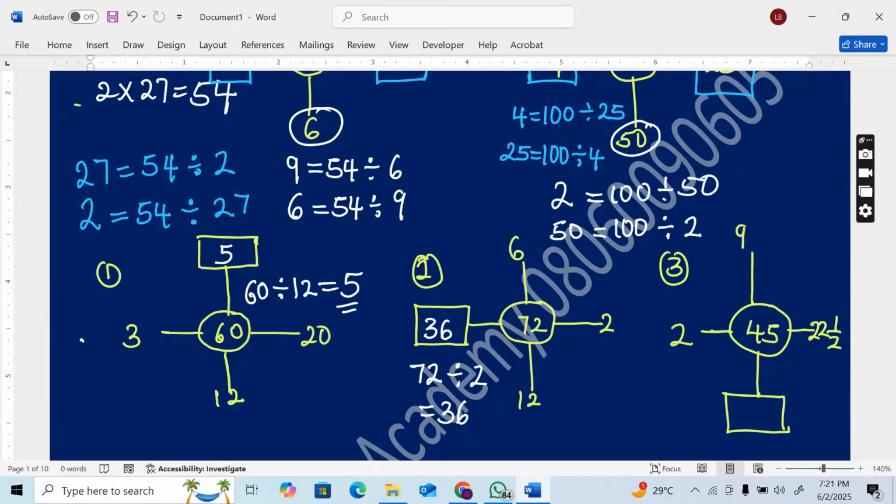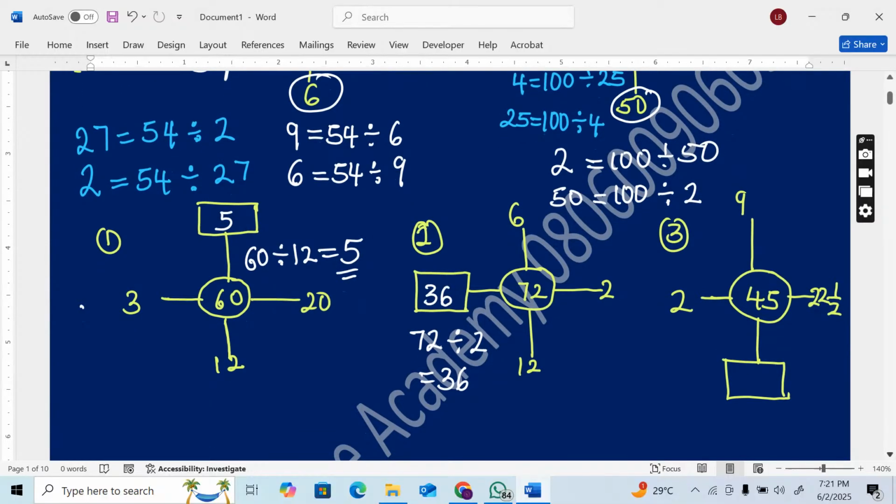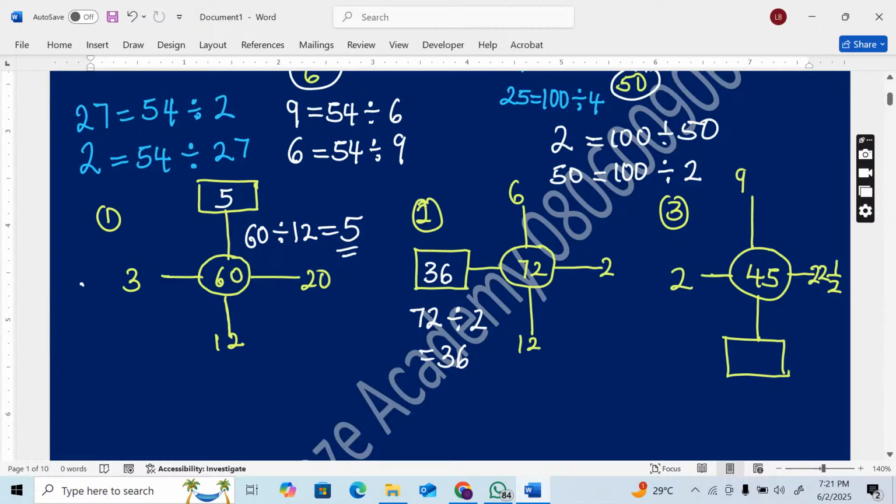Now let's move on to number 3. How do we get the number below in number 3? 9 times something will give us 45. So how do we get that something? Using 9 and 45. So that will be 45 divided by 9. And 45 divided by 9 is equal to 5. So the answer right here is 5. Our answer is 5, okay?